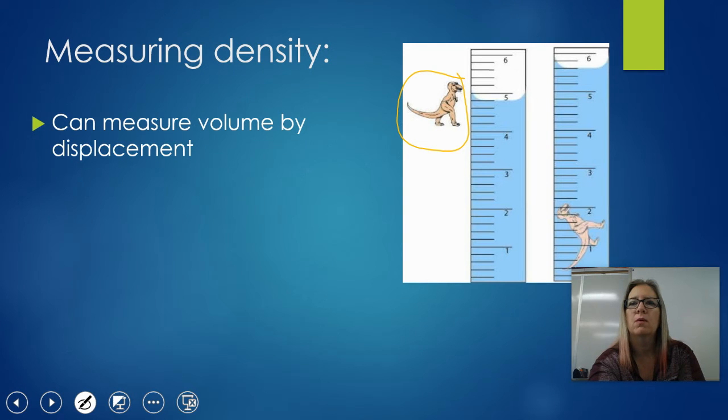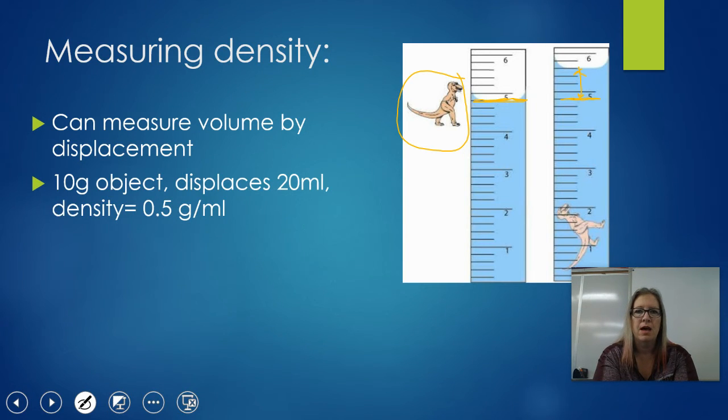We would measure how much water we have. We would look at that starting point right there. Then we would put our object into it, and that object is going to take up space. It's actually going to move some of the water out of the way, and so this difference in the water represents the volume of that object.